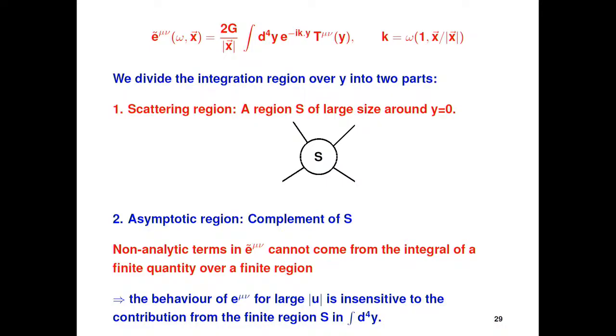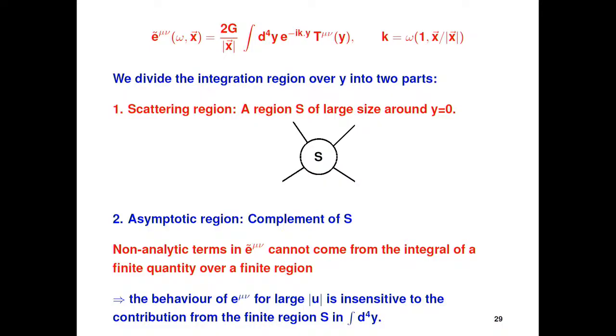And the point is that if we are looking for non-analytic terms in E tilde mu nu, and those are the ones that we need for studying the part of the waveform that we are interested in, the constant part, the 1 over u part and the 1 over u square log u part, the non-analytic terms cannot come from the integral of a finite quantity over a finite region. So, you look at this expression over here. We know that if you take a sufficient number of derivatives with respect to omega, it should diverge, that is the non-analyticity. You start taking derivatives with respect to omega.